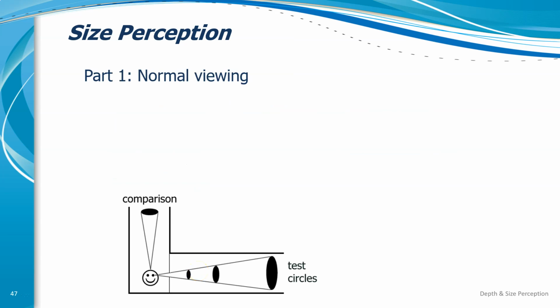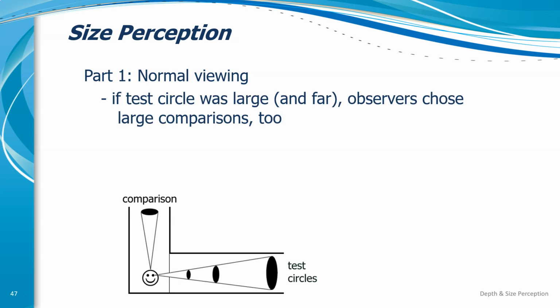Part 1 is the normal viewing condition, and people were just really good at this. So if the test circle was large and far away, people chose the large disk. Again, the task is to match the size of the circle.